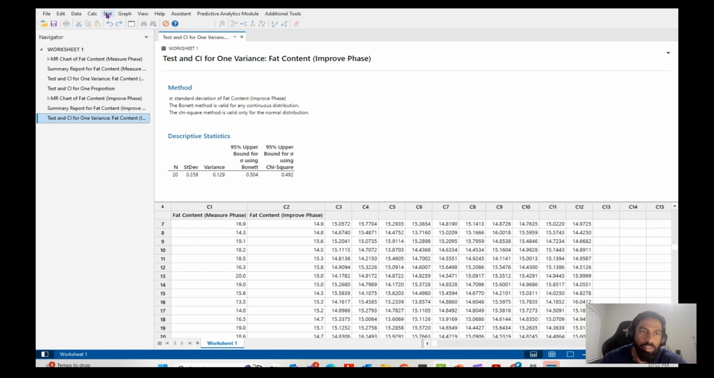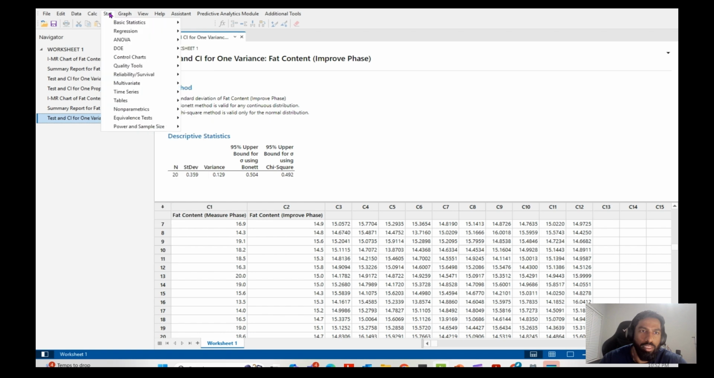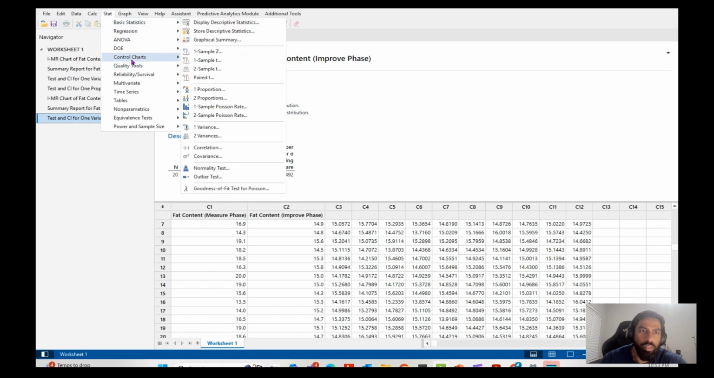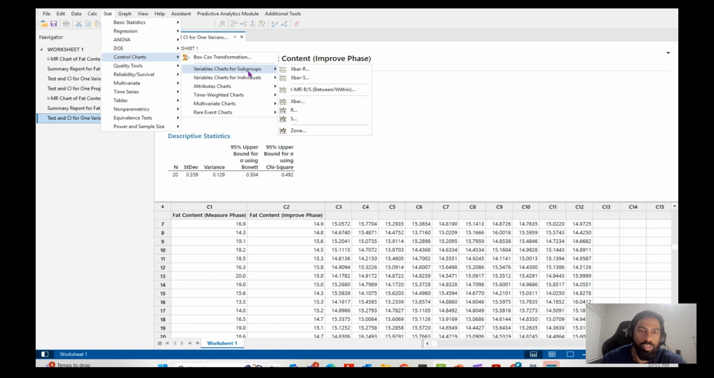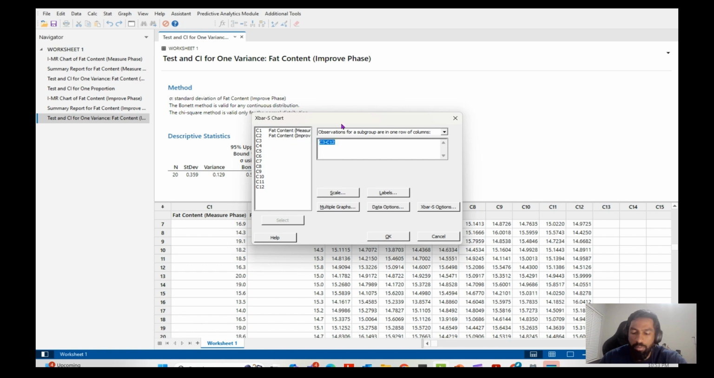To do that, you have to use this time the X bar S chart, which means you go to stats, you go to control charts, you go to subgroups X bar S. Since the number of samples is around 10, you select observations for a subgroup are in one row of the column. You select your column. So it's going to be from C3 to C12. Select and then you hit OK.